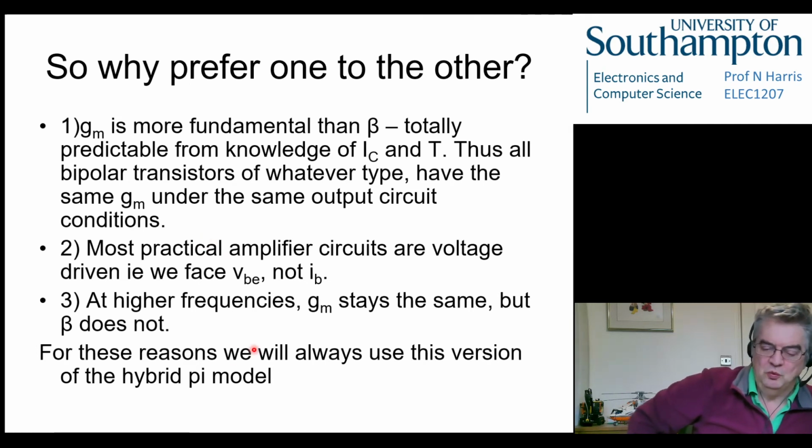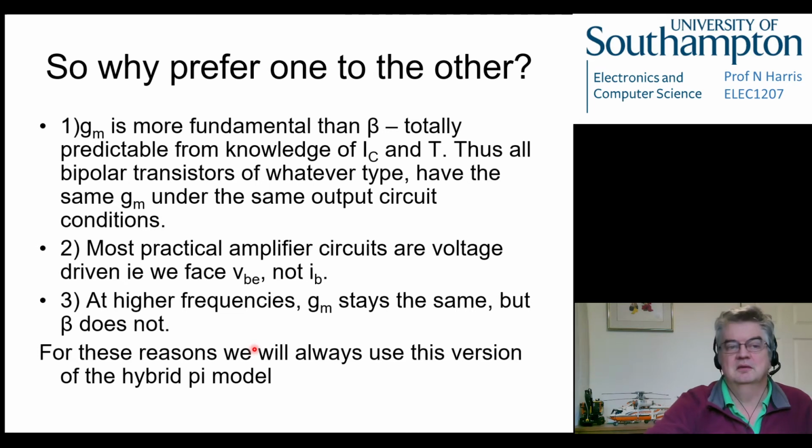So why do we prefer one model to the other? I sort of alluded to that a little bit earlier. GM, the mutual conductance, is more fundamental than beta. This goes back to device physics, so we're not going into the details of this, but you just have to accept that GM is completely predictable from a knowledge of IC and temperature, and this means that all bipolar transistors of whatever type have the same GM under the same output circuit conditions. The only thing that then changes is what the input conditions look like, and so the value of R pi may change from device to device, but the output remains fixed.